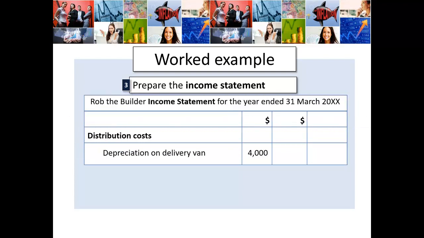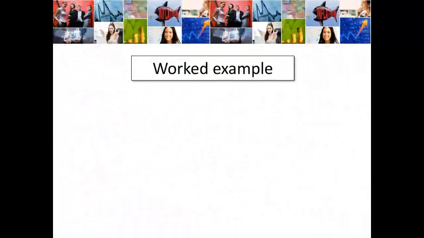Now these are coming under distribution costs in this instance because it's a delivery van. Remember, distribution costs are an exception to our main type of expense, which is administrative expense. Anyway, so here we are. Because it's a delivery van, we're coming under distribution costs, so the depreciation costs fall into this category here. Depreciation on delivery van, $4,000. That's in the first year.